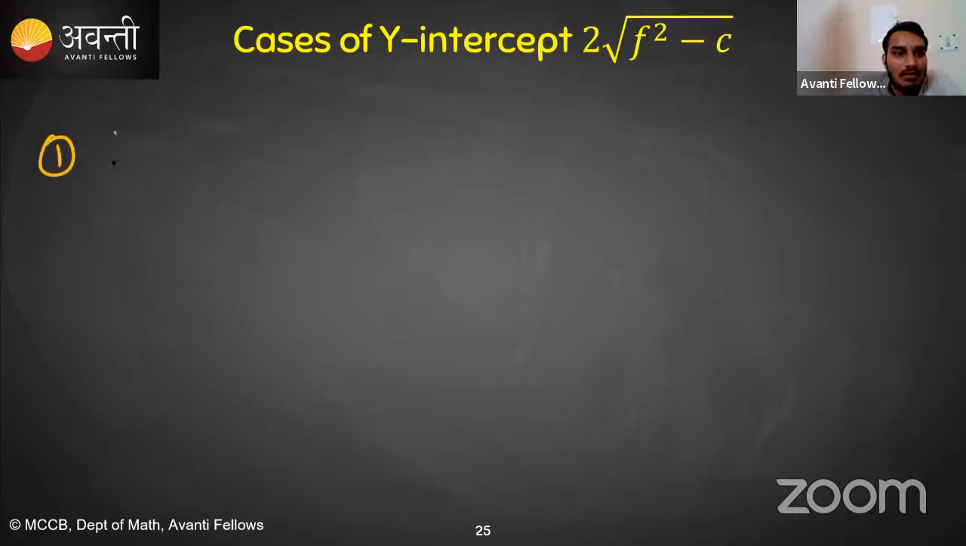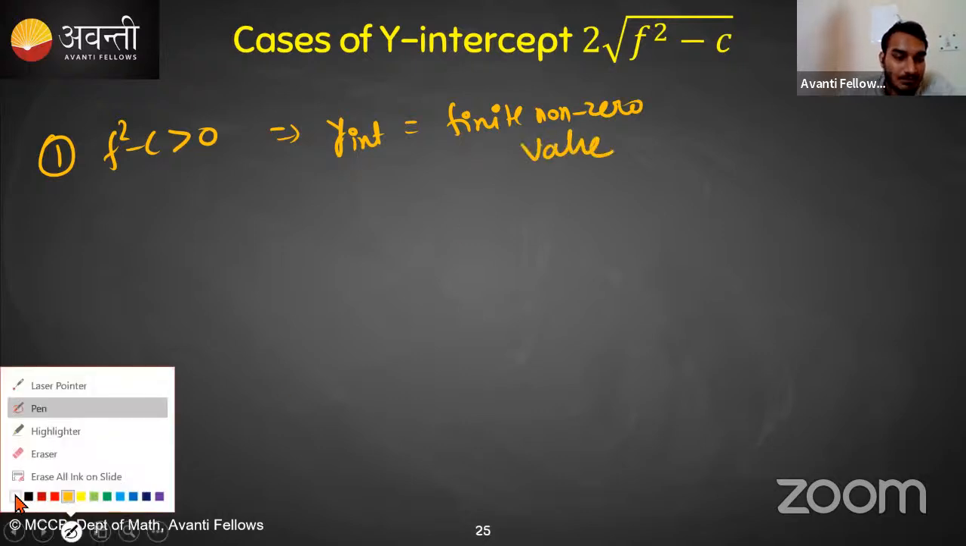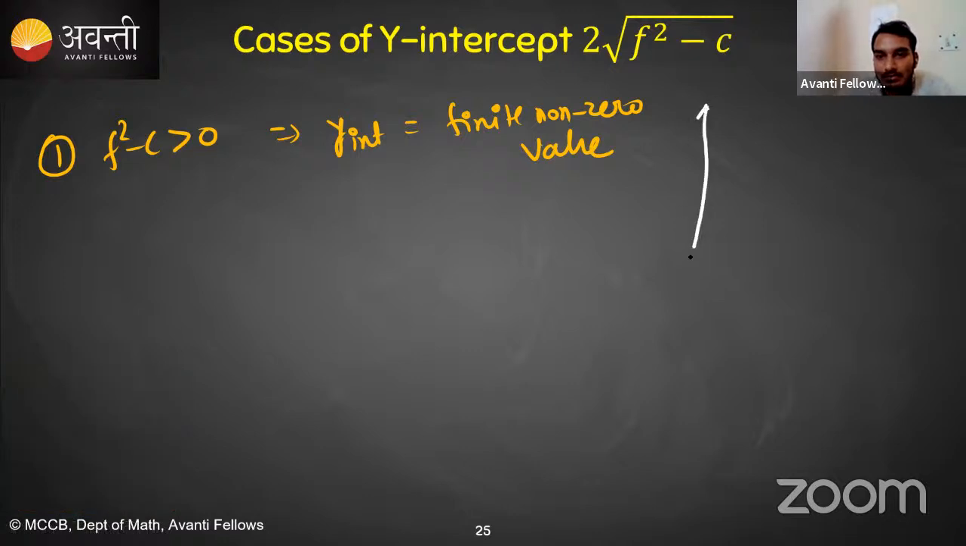Okay, first f square minus c greater than 0, it implies y intercept is finite non-zero value, right? So something like this. Let's say this is your y-axis, and this is something like this. Okay, circle is like this. Okay, these two are clearly circle is cutting at these 2 points. Difference of this length is nothing but y-intercept only, right?